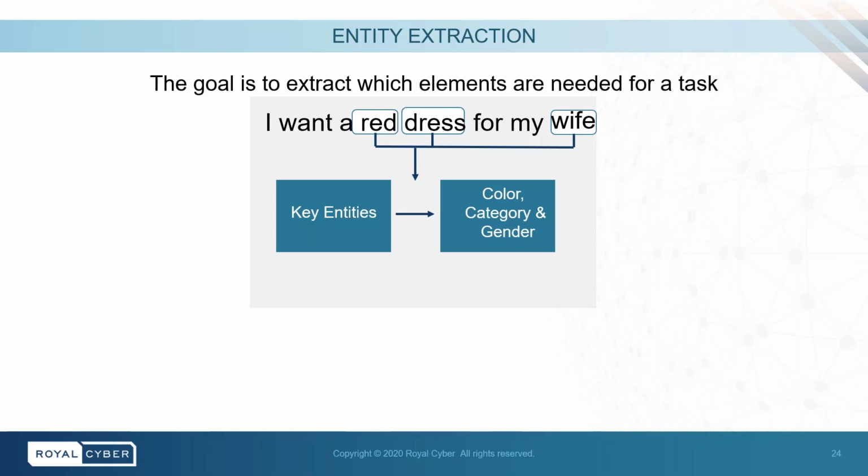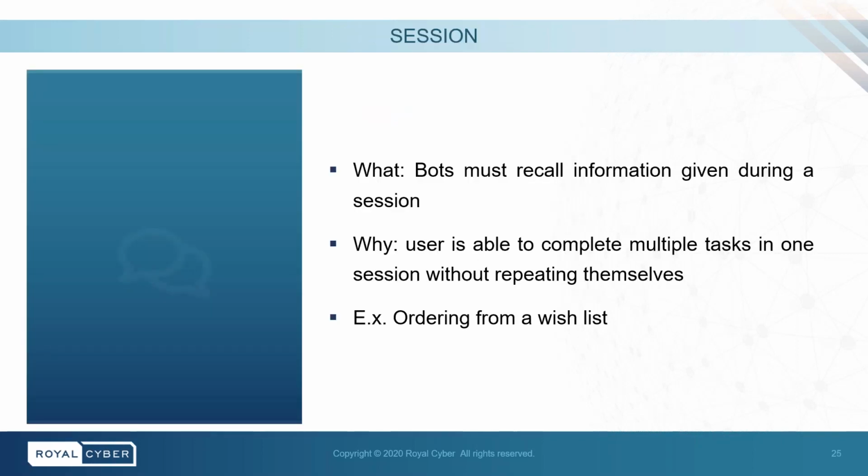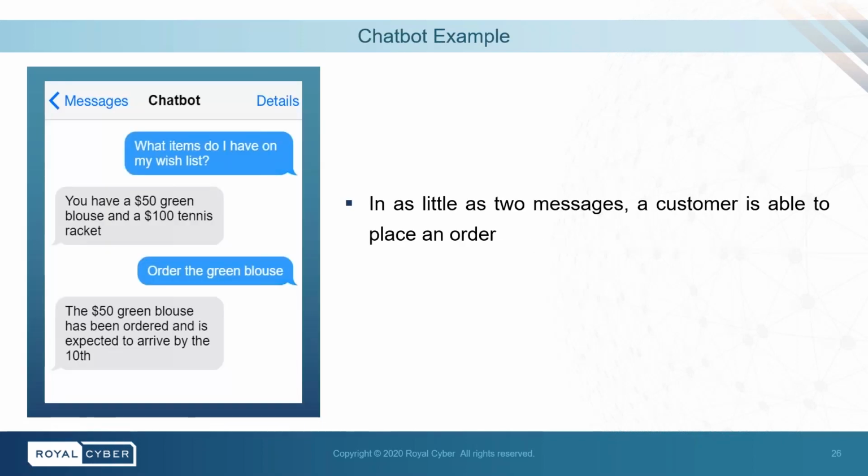Oh, interesting. So now we go into sessions when it comes to chatbots. This just allows the chatbot to recall information given during the session so that the user is able to complete multiple tasks at once as opposed to repeating themselves. An easy example would be ordering from a wish list. So here, of course, what items do I have on my wish list? A $50 green blouse and a $100 tennis racket. Order the green blouse, and voila, in as little as 2 messages, a customer is able to place an order.